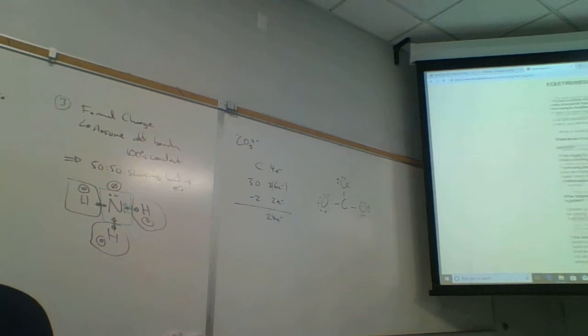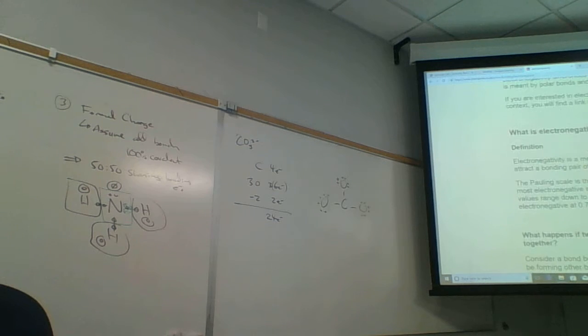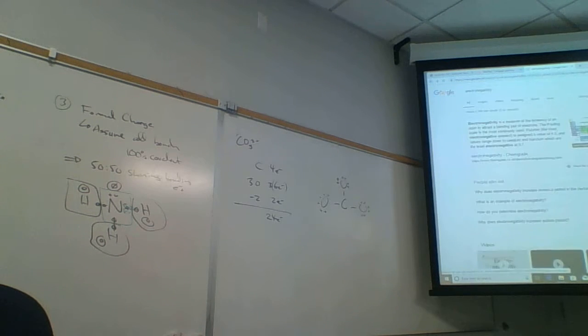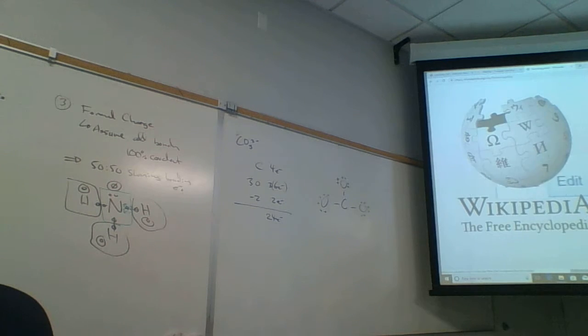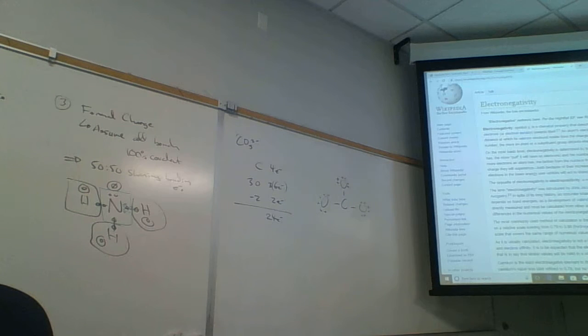Here's a definition. Electronegativity is a measure of the tendency of an atom to attract a bonding pair of electrons. It's not just a bonding pair, it's for electrons in general, whether bonding or lone pair, it doesn't matter. So I don't like that definition either. But I'd look at a lot of definitions to get a better idea.